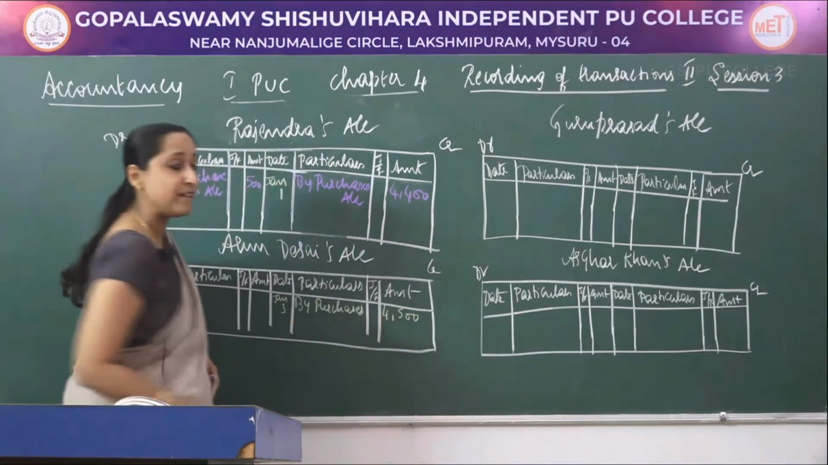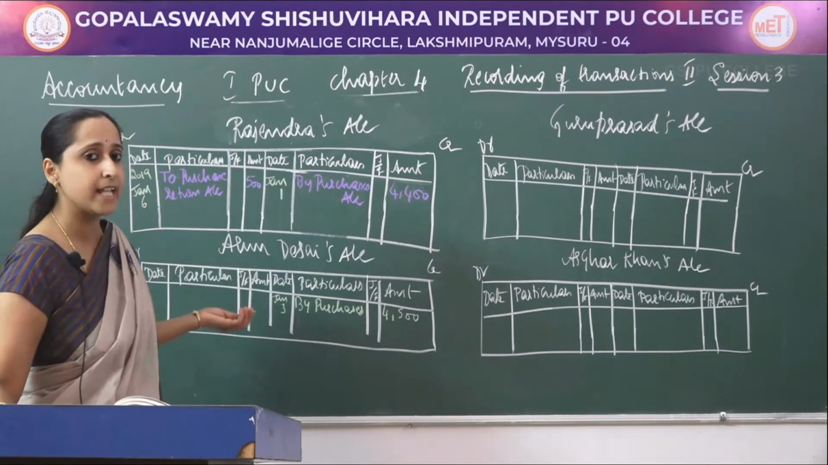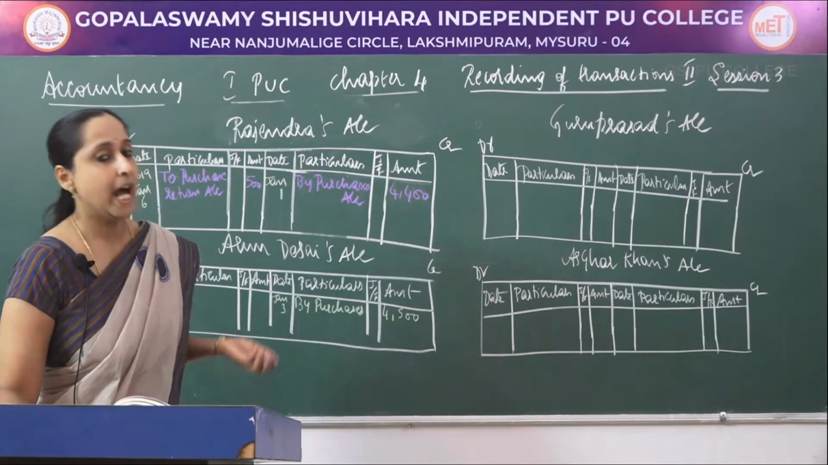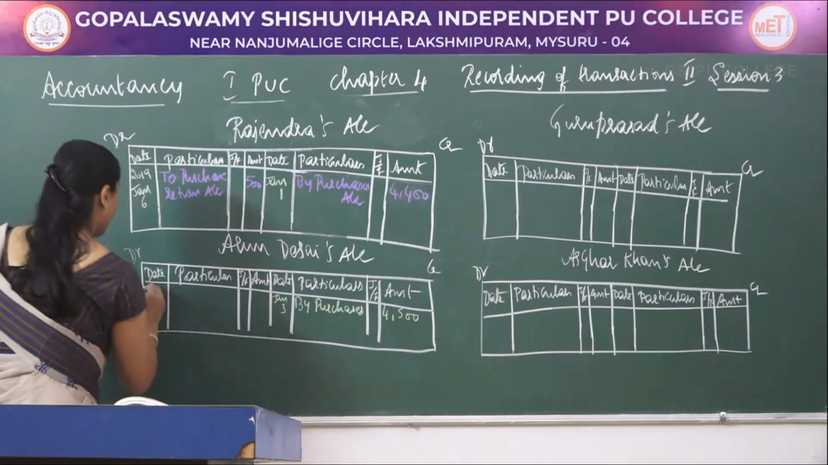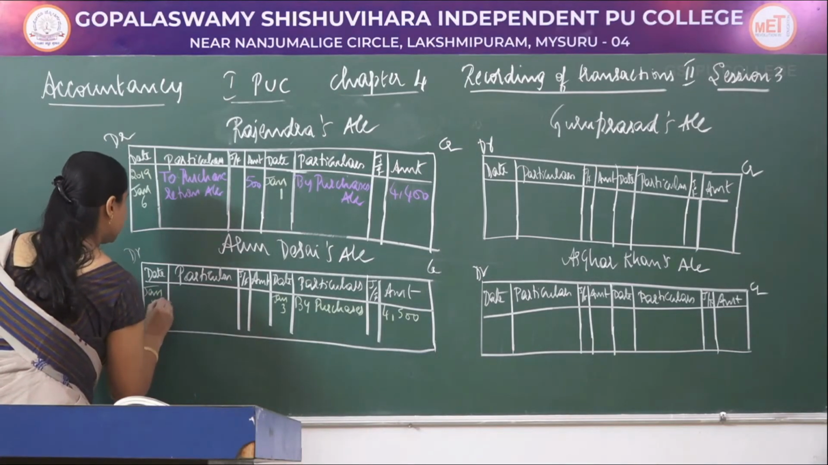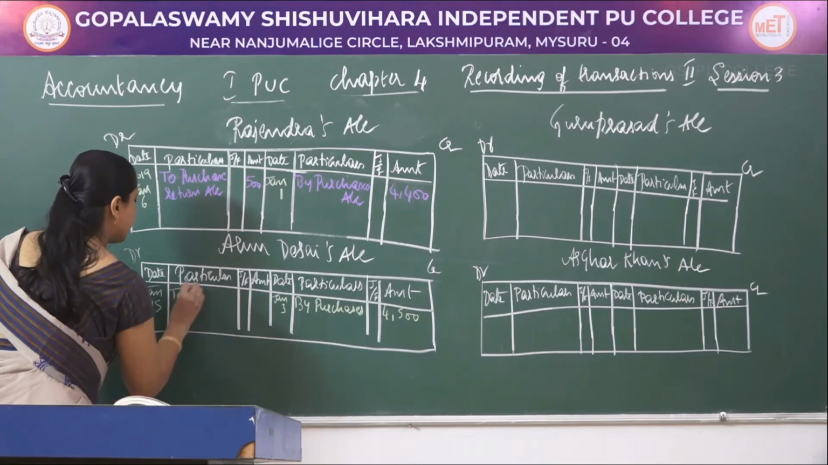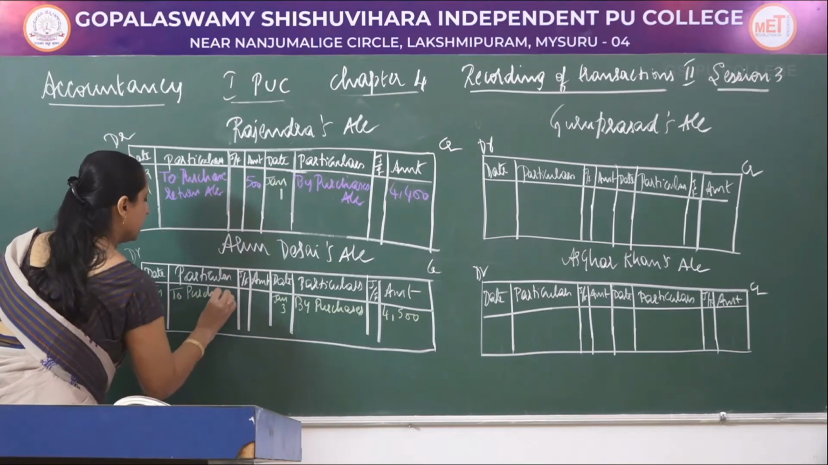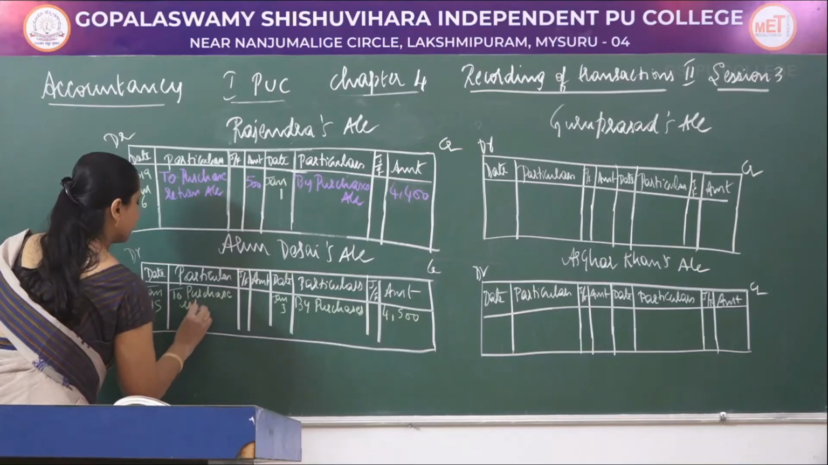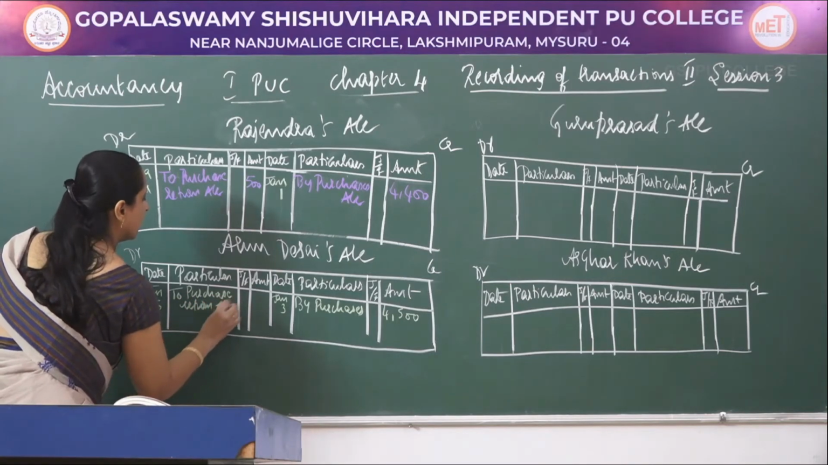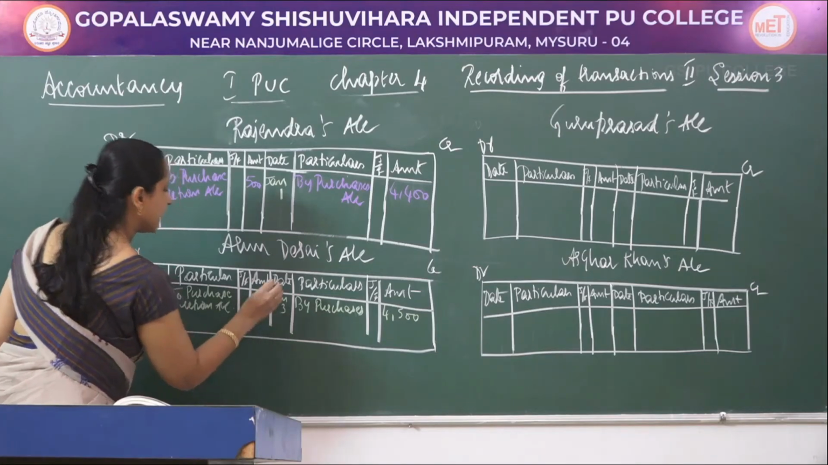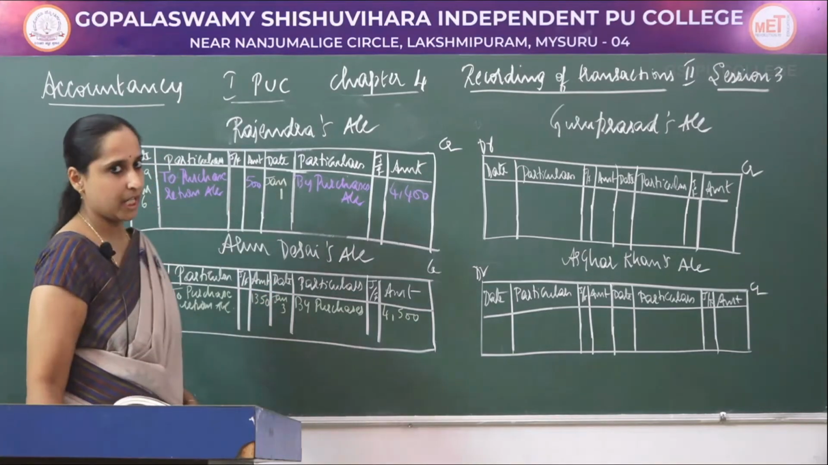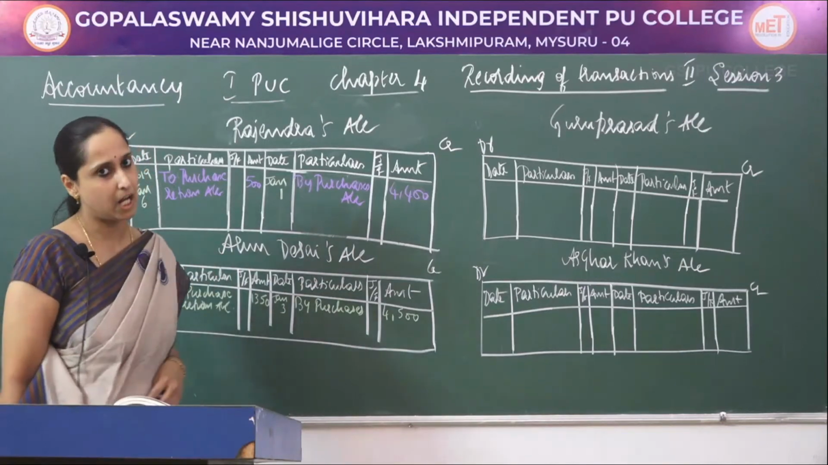4,500. So, when we have returned goods to Arun Desai, what would be the journal entry? Arun Desai's account debit to purchase return account. So, on January 15th, there is a purchase return to Arun Desai's account. So, the amount is 1,350. So, here we are just posting it. So, this is Arun Desai's account.